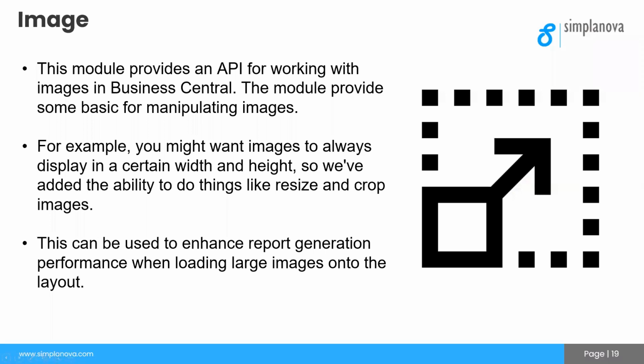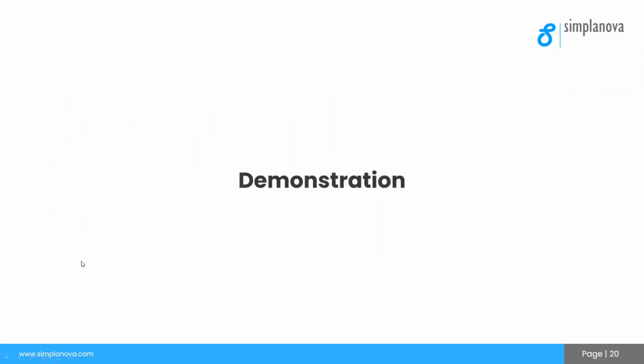The image module provides an API for working with images in Business Central, and it basically allows simple manipulation of images, such as cropping and resizing. As I mentioned, the best example would be using it in reports and such, if we wanted to scale the image, or crop it or zoom it in and such.